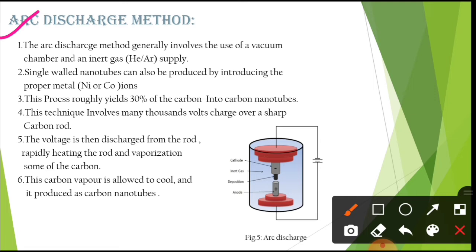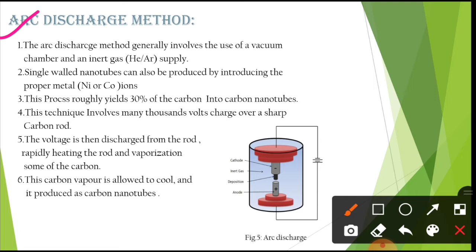Because of this electrical energy, the carbon-carbon bonds will be vibrated and activated because of the high voltage. Then we suddenly discharge the voltage and heat this material at high temperature. When we heat this material, the already activated carbon-carbon bonds will break and carbon will be evaporated. The evaporated carbon will deposit on this anodic material as carbon nanotubes.